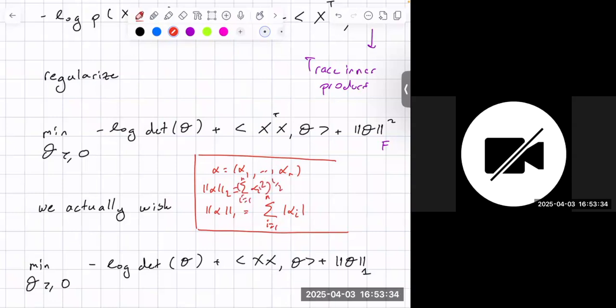What is the difference? L1 norm cares about sparsity. L2 norm only cares about the magnitude. How big is it? And when you're fitting a model, when you're looking at your covariance matrix, what does it mean for that matrix to be sparse or not?